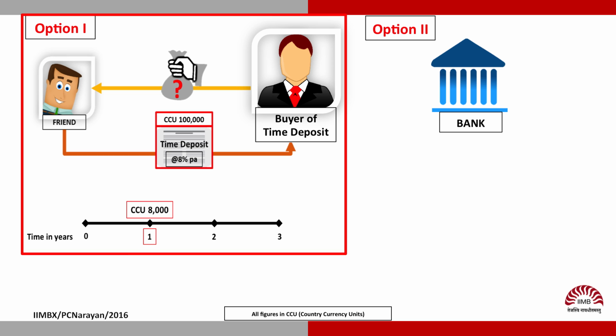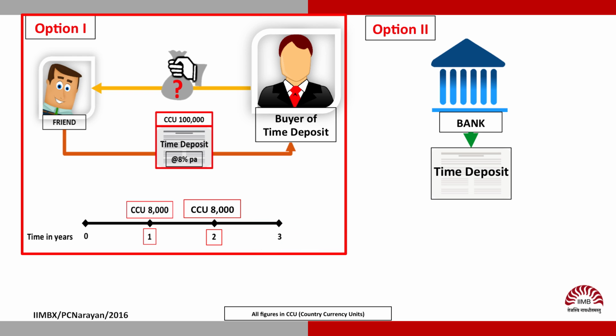Let's extend this argument a little further. Let's say you hold the time deposit for 1 more year, receive the interest or the coupon payment of 8,000, and then decide to sell it immediately thereafter. Say in 1 year, interest rates offered by the bank has moved down from 9% to 8.5%.